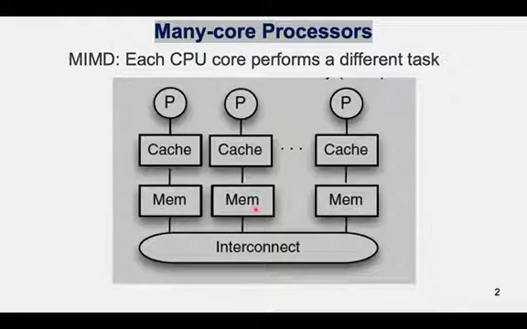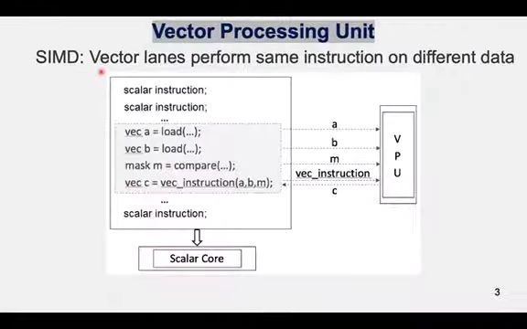This simple picture shows a many-core architecture where each CPU core has its own cache and memory, and they are interconnected by certain networks. Many-core architecture shows multiple instruction, multiple data parallelism, where each CPU core performs a different task. To enhance the computing power, each CPU core can be paired with a vector processing unit. Vector lanes of the same VPU perform the same instruction on different data, exhibiting single instruction multiple data parallelism.